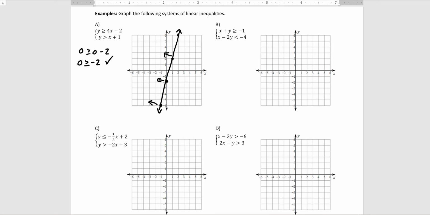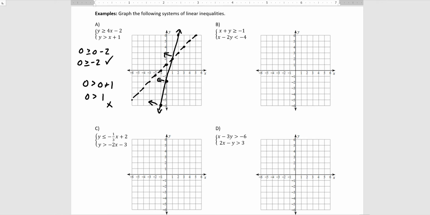Now for my second, y is greater than x plus 1. Plus 1 is right here. The slope tells me up 1, right 1, up 1, right 1, up 1, right 1, or down 1, left 1, down 1, left 1. And I'm going to use a dashed line on this one since it's strictly greater than. So a dashed line there. Now when I plug in 0, 0, I get 0 is greater than 0 plus 1. Is 0 greater than 1? No, it is not, which means I will shade the side that doesn't contain 0, 0.